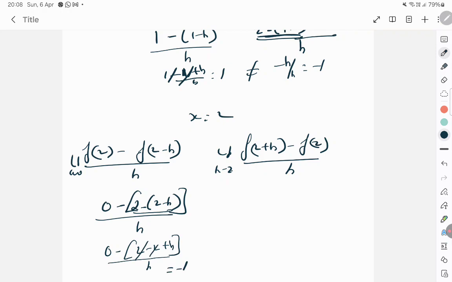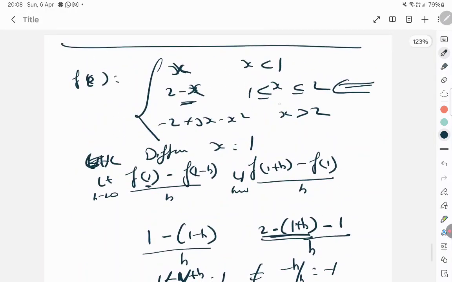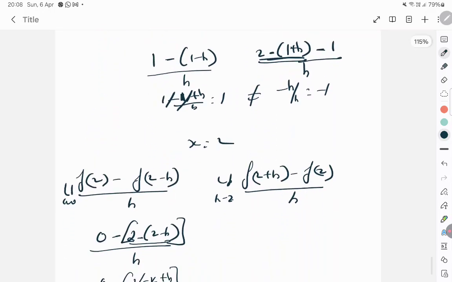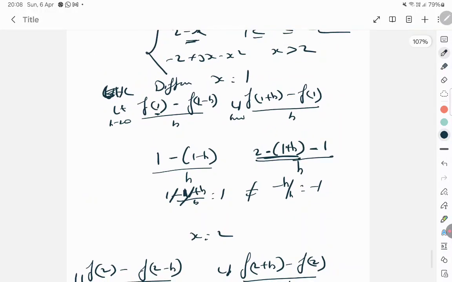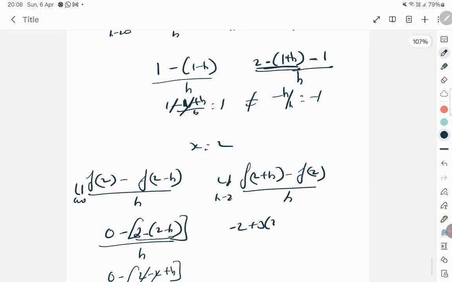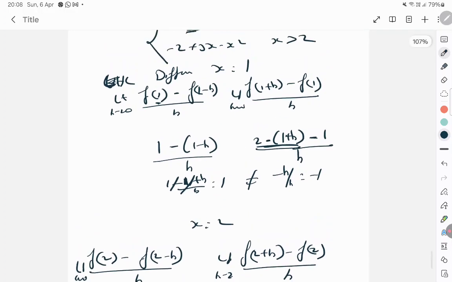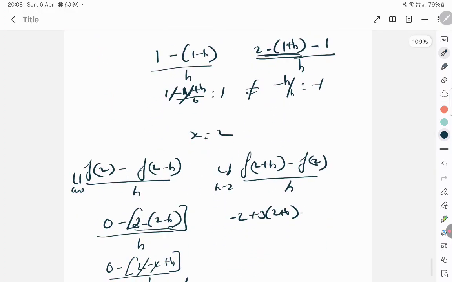Right hand limit is 2 plus h. 2 plus h is greater than 2, so we use the formula for greater than 2, which is this whole part: minus 2 plus 3 into (2 plus h), wherever x is, minus x square, minus (2 plus h) the whole square. This is the formula for f of 2 plus h. So let's solve this first and write the answer.